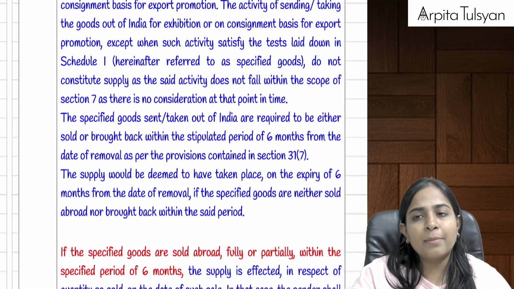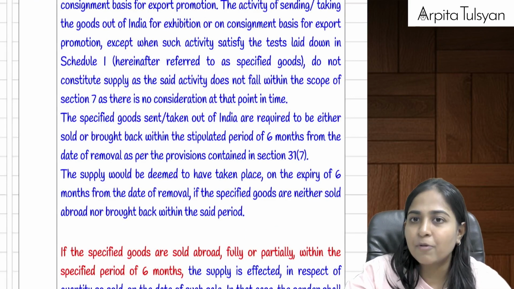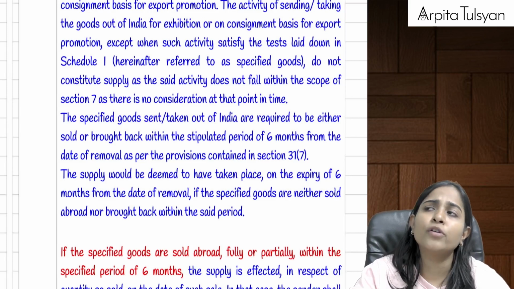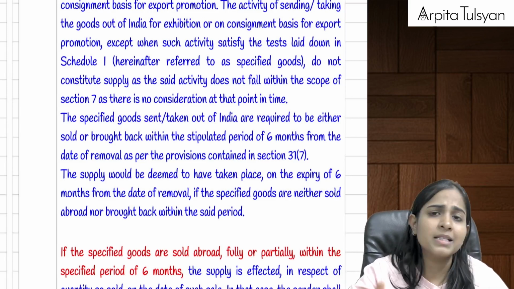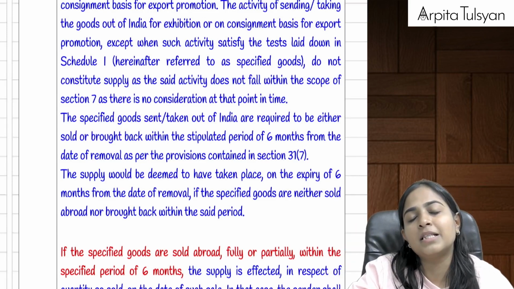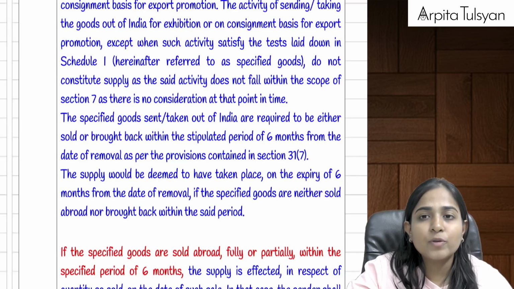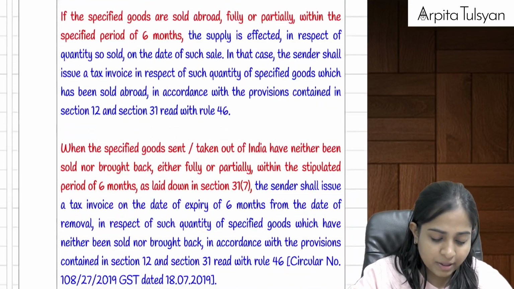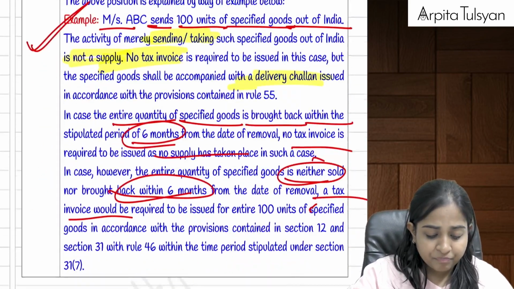That is, if you are able to sell it within 6 months, then at the time of supply, the invoice needs to be issued. If you are not able to sell within a time period of 6 months, or if you have not brought it back within a time period of 6 months, then as soon as that 6 months period expires, the invoice needs to be issued in such a case, right?